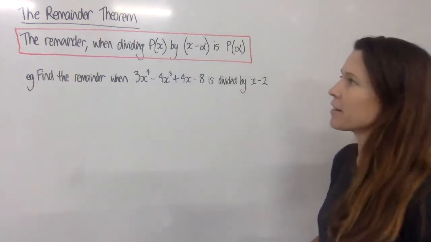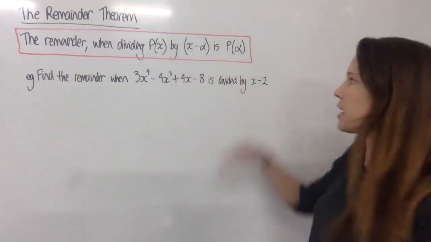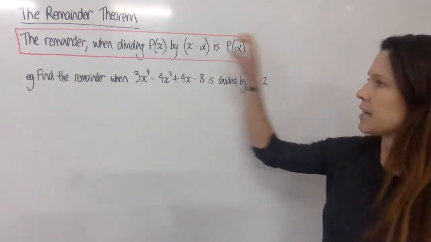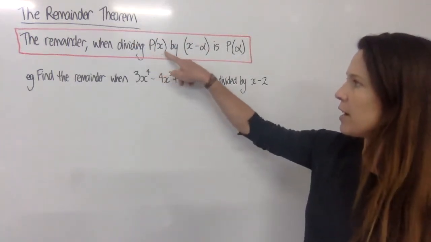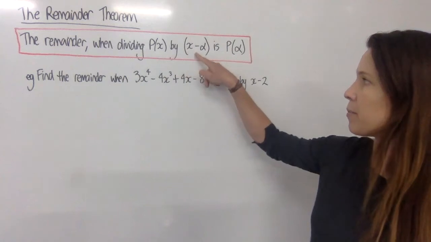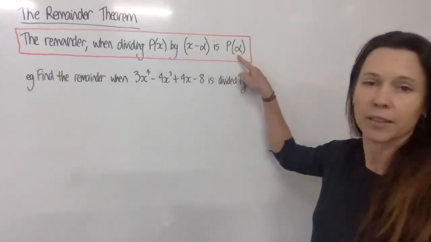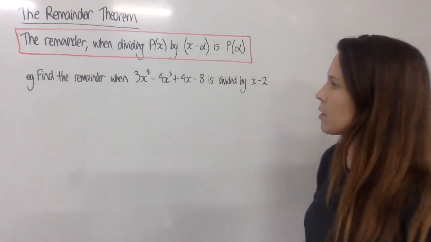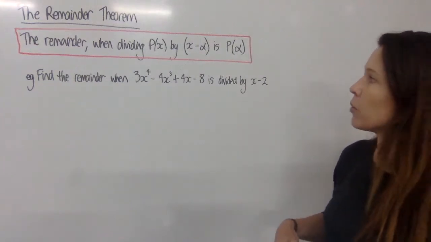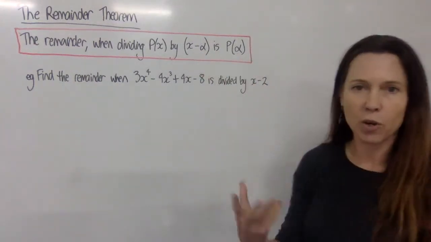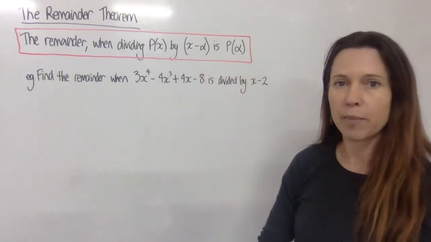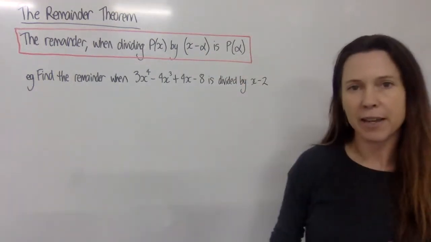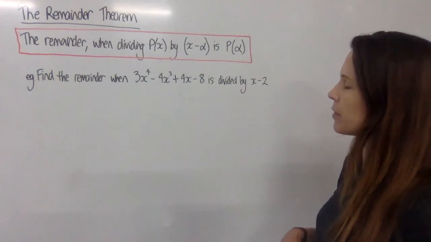So let's write a nice neat heading, the remainder theorem, and write this theorem in an important looking box. The remainder, when we divide some polynomial by x minus alpha, is p of alpha. So how do we use this? Well, we need to always be careful to know what alpha actually is, because it's going to be the thing that we've subtracted from x. In other words, it's going to be the actual 0 of that polynomial.